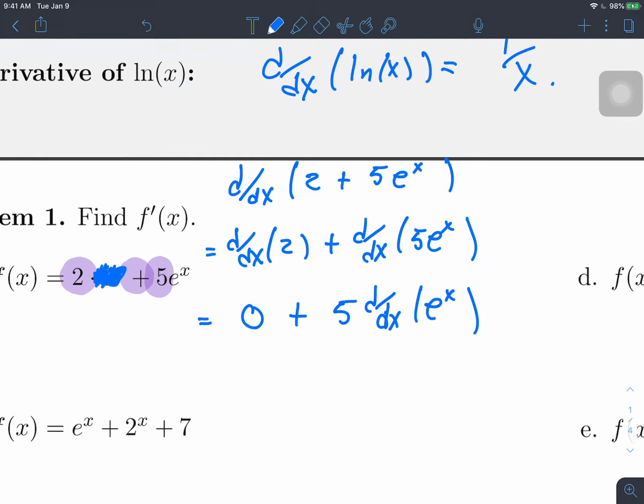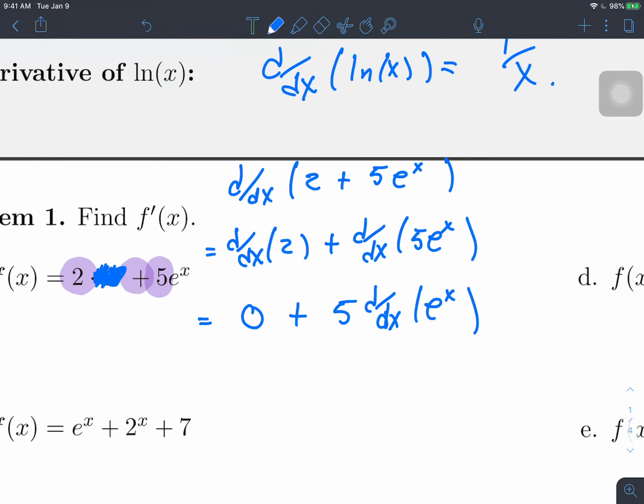So far I applied the sum rule to split this thing up into two pieces, two different derivatives, and then I used the derivative of a constant rule to make the 2 go away, and then I did the multiplication by a constant rule to make this 5 come out.